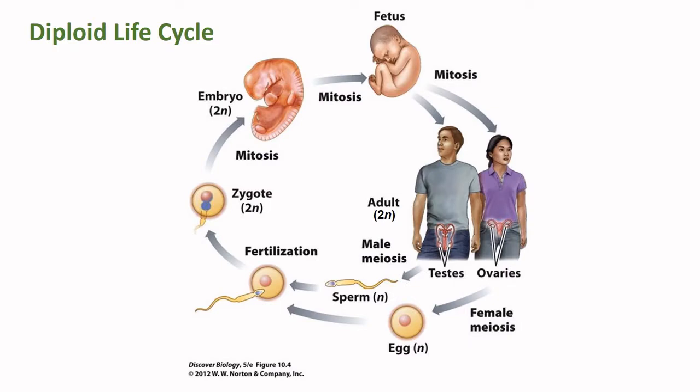Before starting, however, I do want to briefly remind you of the animal life cycle, which is a diploid life cycle. This is the life cycle that most people are familiar with. In this life cycle, the multicellular organism is diploid. That is, it has two homologous sets of every chromosome.